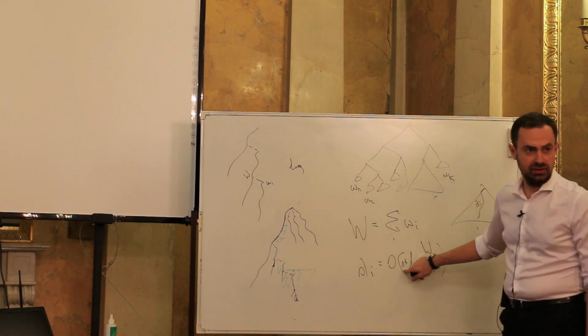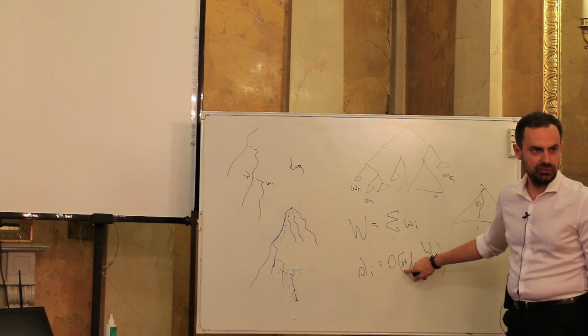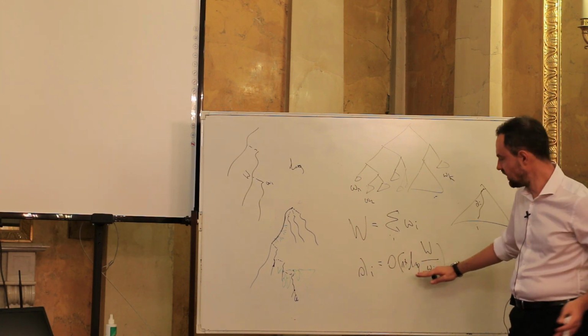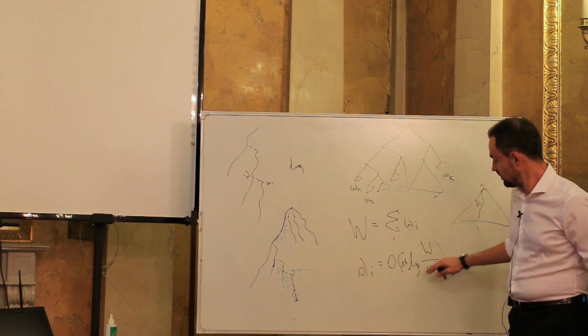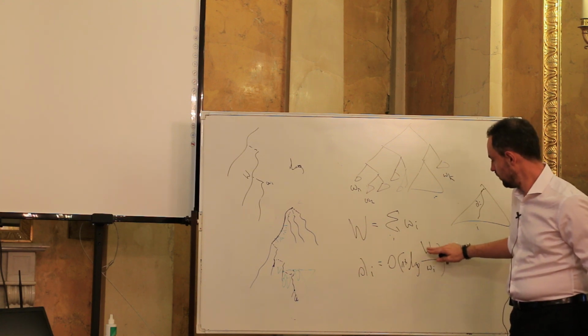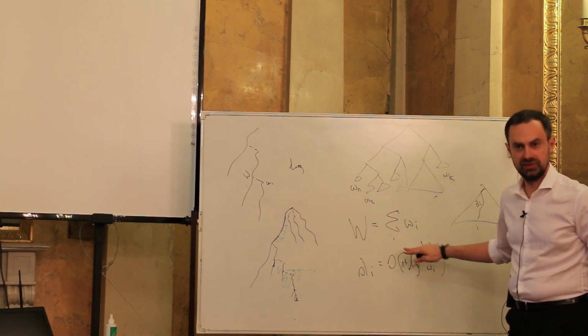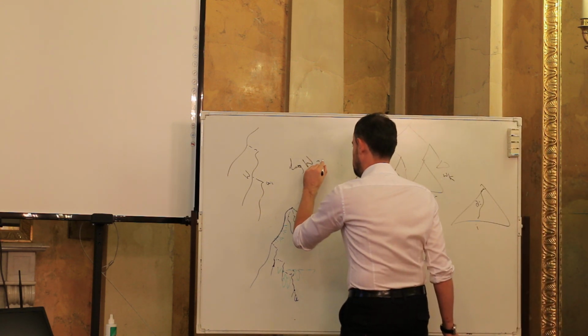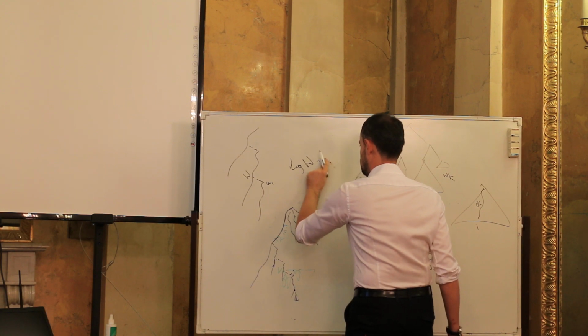Forget about this +1. It is not important because you have log n terms in your complexity, and each of them adds +1. So it's enough to analyze the sum of those logs. And log of W over W prime is the difference of two logs. So here you pay log w minus log wi.